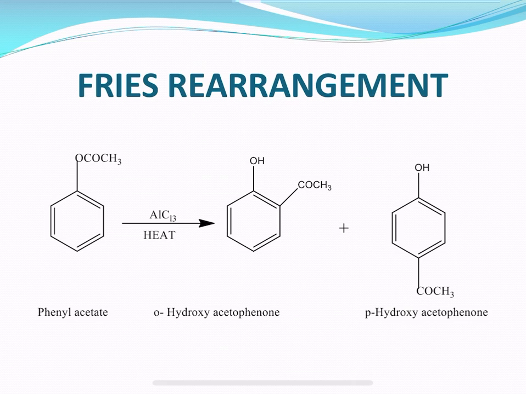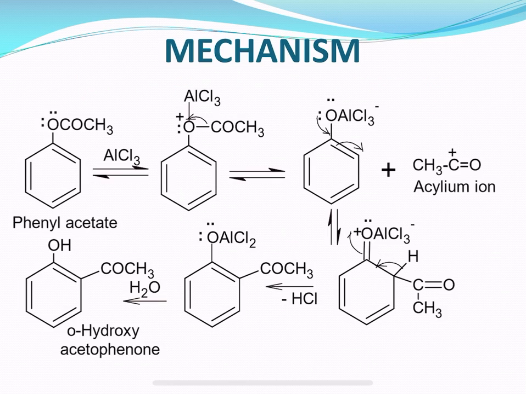The reaction conditions that can be controlled include the temperature under which the reaction is conducted or the solvent used in the reaction. By controlling the temperature or by choosing the proper solvent, we can selectively control the migration of the acyl group to the ortho or para position. So this is a beautiful demonstration of the Fries rearrangement reaction.